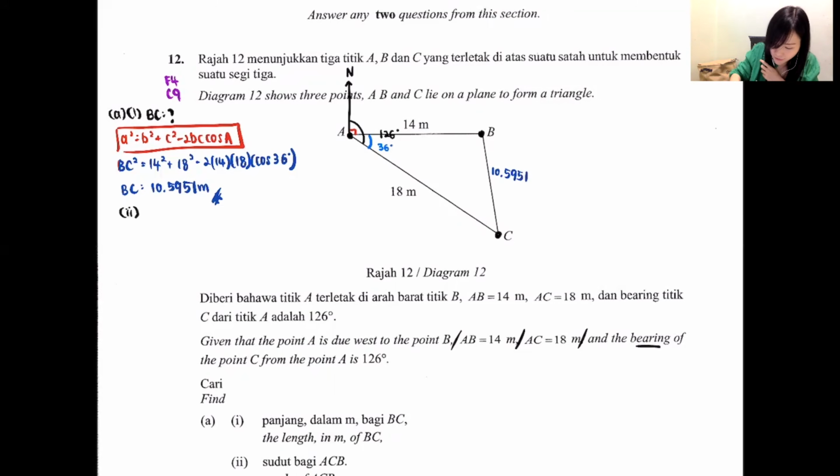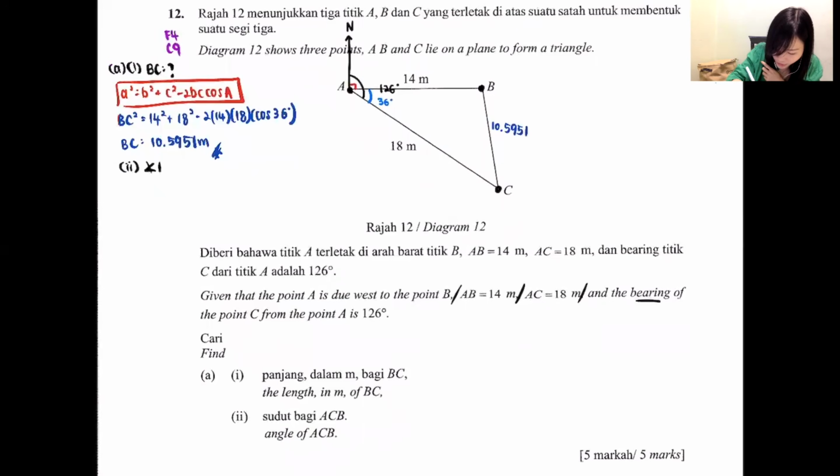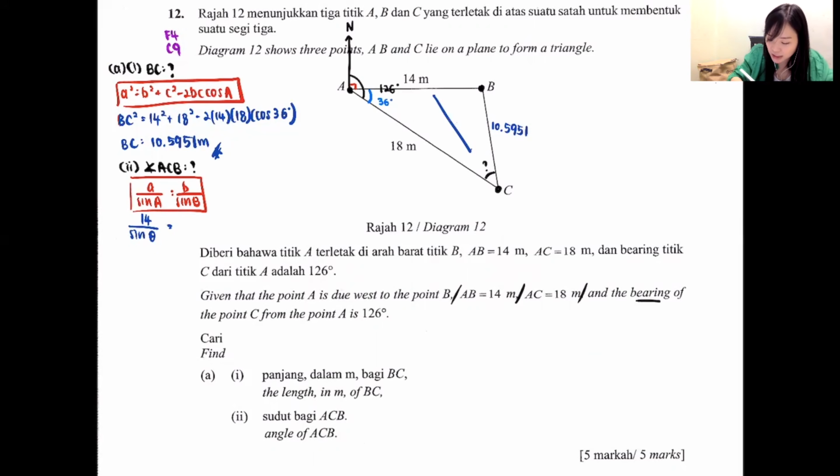Second part, they say, find the angle ACB. Let's see where is ACB. Okay, guys, they want us to find this angle. I think all of you know these questions can use the sine rule. Sine rule is used whenever you have two opposite pairs. Under this triangle, I have two opposite pairs, so I'm going to use the sine rule. This one opposite is 14, so 14 is opposite sine theta. Another one is 10, and 10 is opposite 36 degrees.